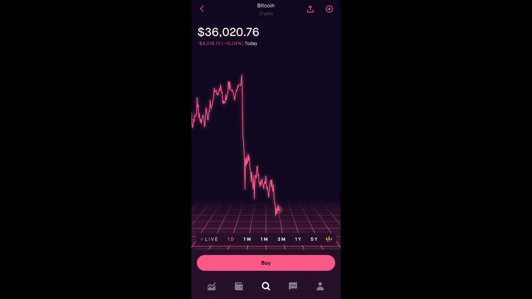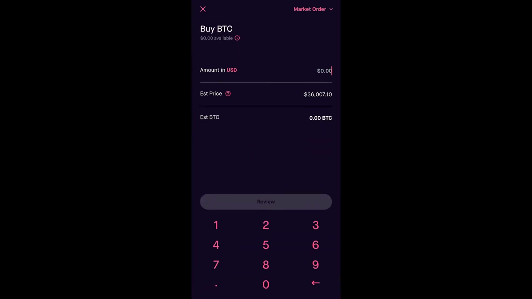So the way that you're gonna buy it, now this is very simple. All you're gonna do here is just click on buy. And right here, it's gonna take you to a default market order. Now what a market order means is it's just that you're gonna execute at the exact price that it's trading for. So for instance, if it trades for $36,960 right when you execute, then that's what you're gonna buy it at.